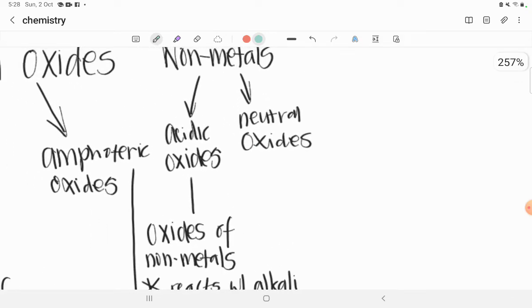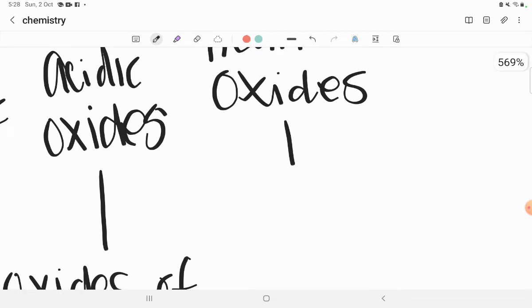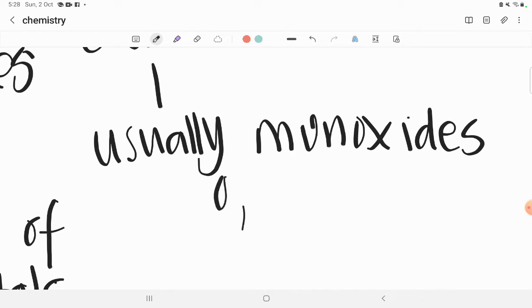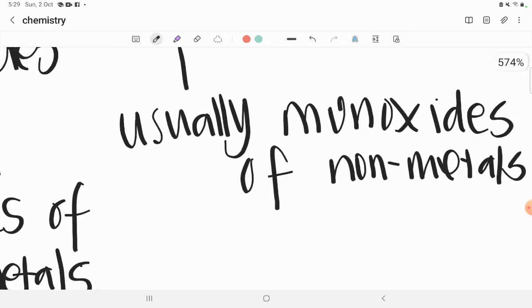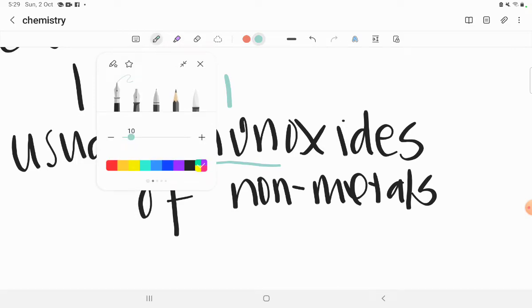Okay, and then last but not least, neutral oxides. So neutral oxides are usually monoxides of non-metals. So monoxides, what are they? Mono means one. So that means there's only one oxygen in the compound formula.